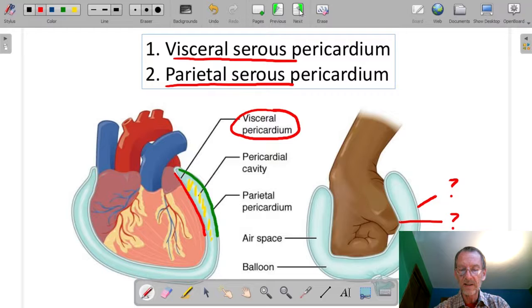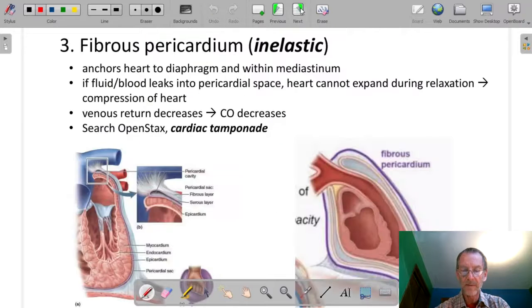Next slide is the third pericardial membrane, which is the fibrous pericardium. This is the outermost layer. So the fibrous pericardium is this tissue out here. And that doesn't show up very well. Let's go to green.